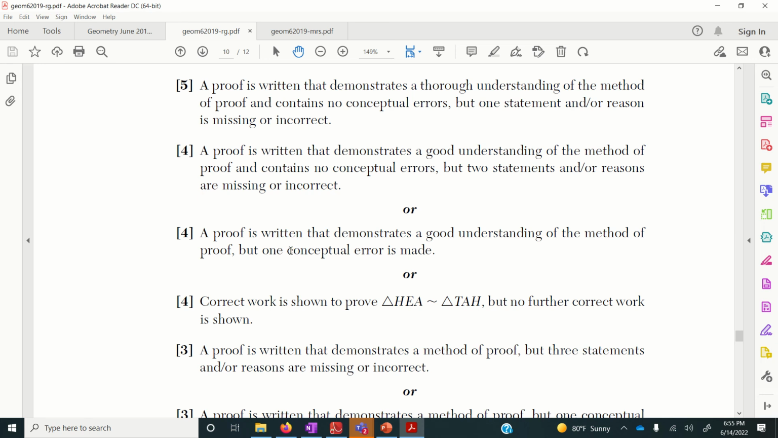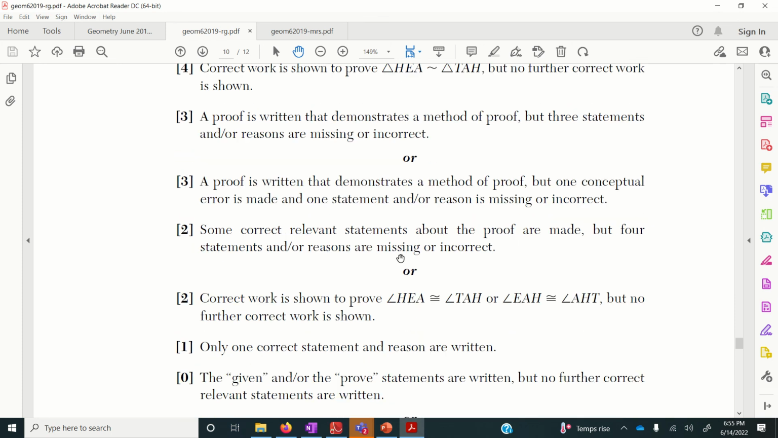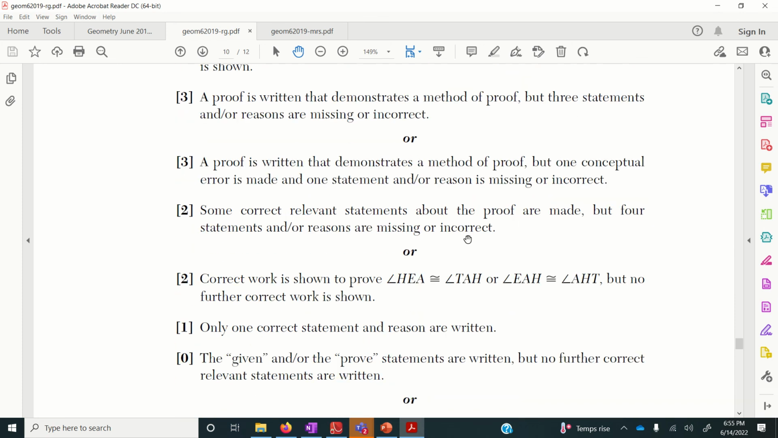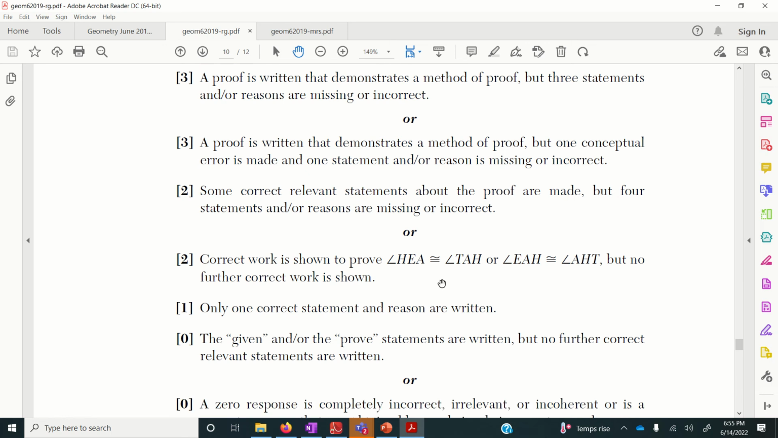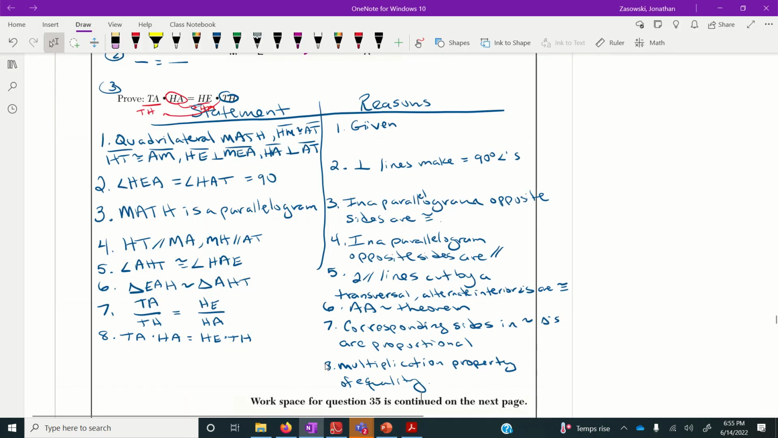If you made a conceptual error, that's 4. We talked about that using like the wrong concept or thinking ideas. If you had 3 statements and or reasons missing, okay. If you made a conceptual error and had a statement kind of missing, get the idea here. If you had enough work to get the 2 sets of angles equal, but no other work, that's 2. And as long as you had 1 correct statement and reason written, you got a point. Okay, remember, told you, 0, you get nothing for doing the given and the proof. Okay, so as long as you get 1 statement and reason in there, you're getting yourself a point. So always try to build at least to that, so that we're at least getting those amounts that we're looking for here.